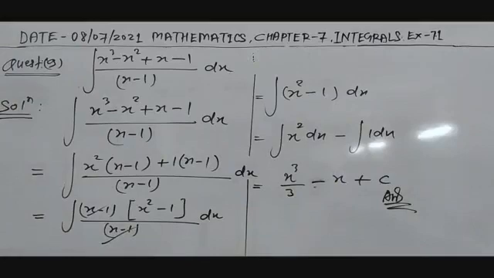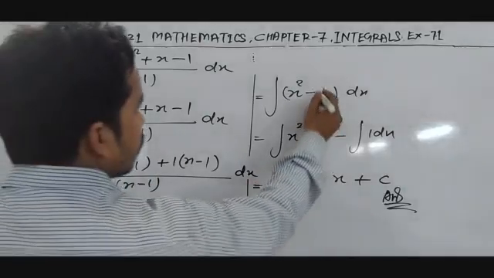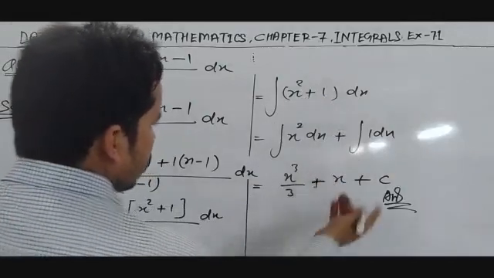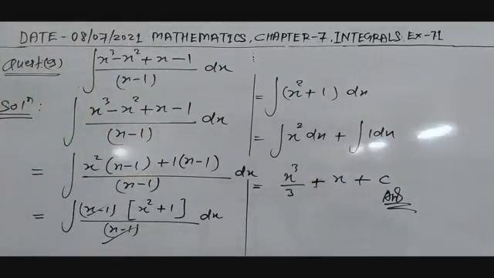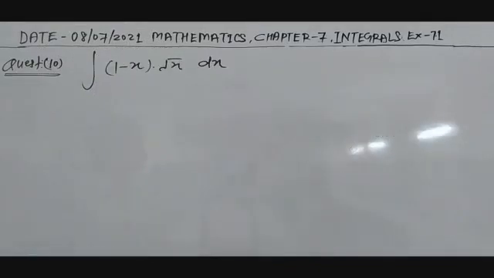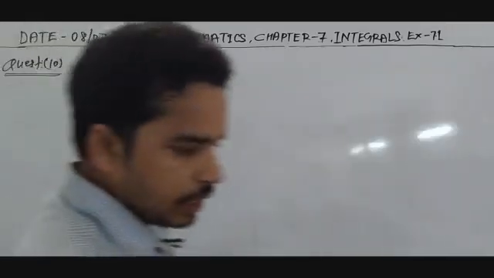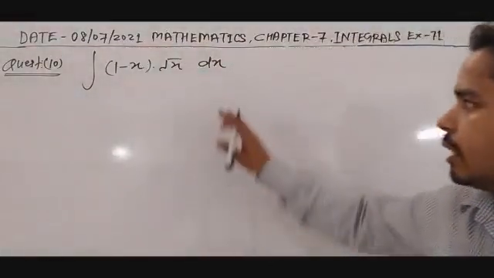Now come to the next question. Here will be plus sign, so answer is x cube by 3 plus x plus c. So now come to the next question. Question number 10 is integrate the function 1 minus x into root x.